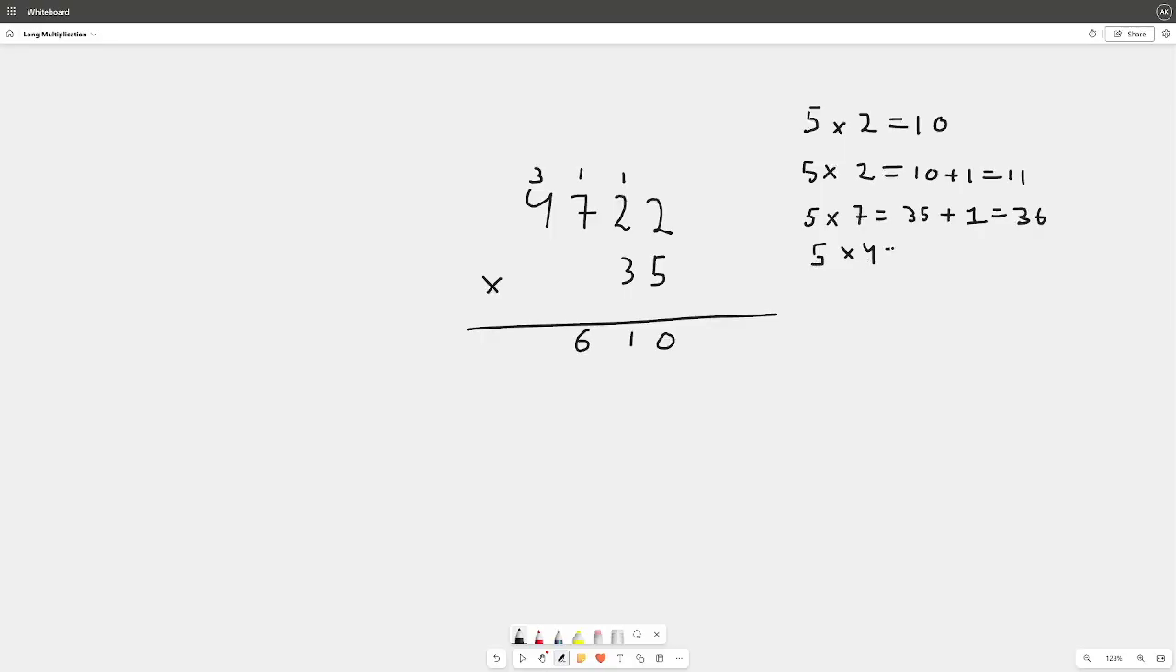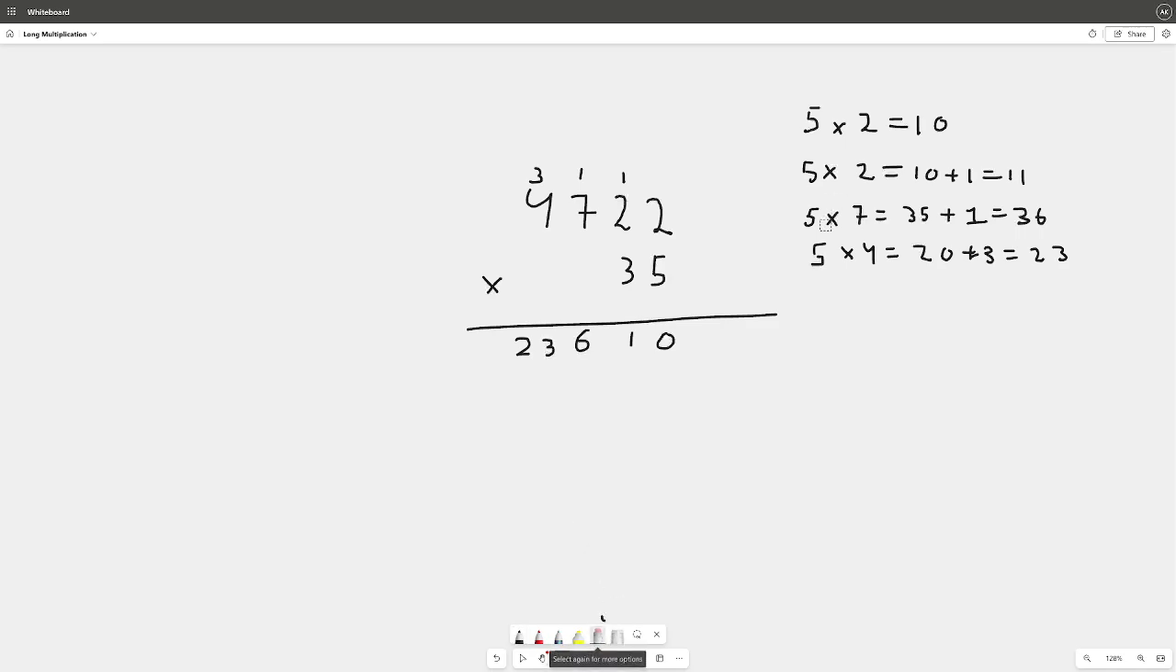And now we're going to do 5 times 4. What does that give us? 20. And then plus the 3, which we carried over, that's going to give us 23. So we've arrived at the last digit for the first part of the question. So we can write 23 all together. And that's that. We are done with the first number.